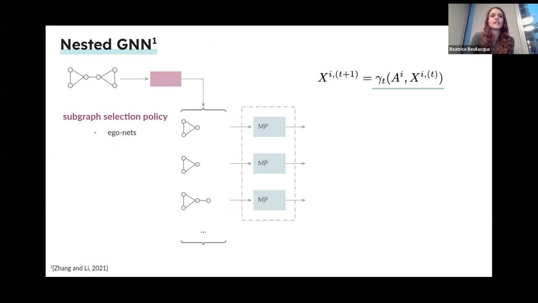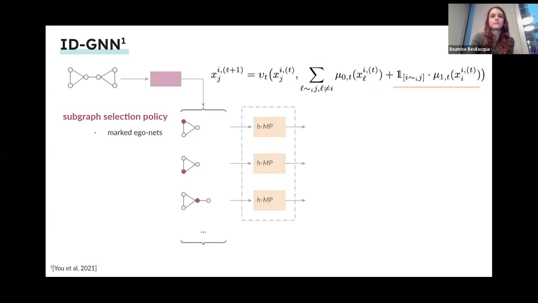Nested GNN focused on ego networks, and the encoder consists of several layers of message passing with the same parameters without information sharing across subgraphs. And you can see that this is again the same architecture that was also studied by the DSGNN.